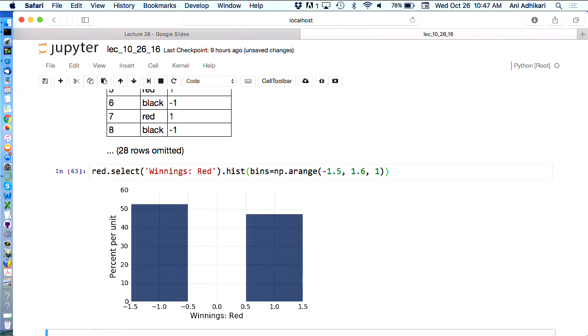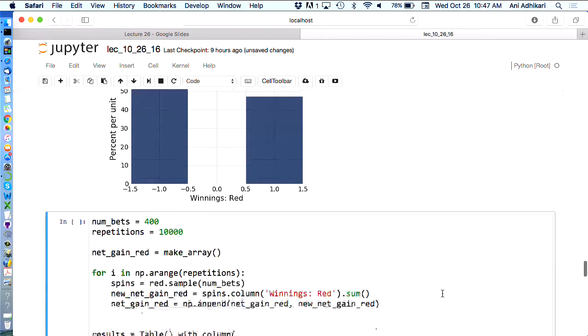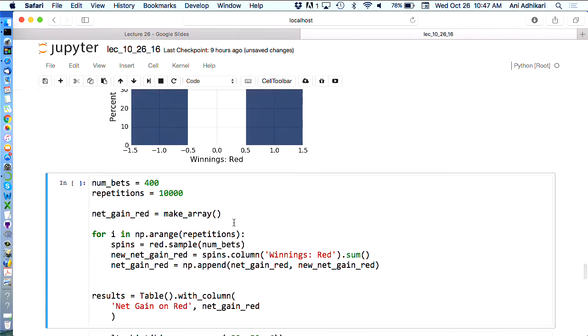We're going to do it again, same as we did last time. And not a function, actually. We're just going to run it. So I'm going to do 400 bets. I'm just going to call that number of bets. I'm going to do 10,000 repetitions. Okay, so we're going to get our net gain on red in 400 $1 bets on red.